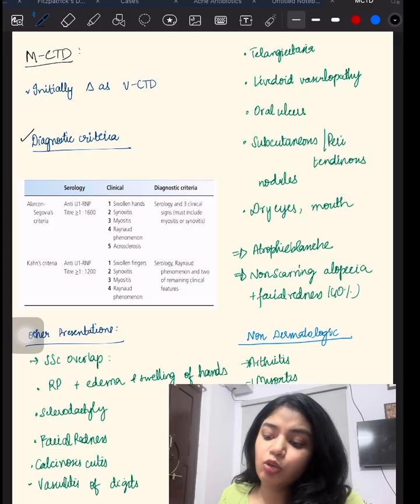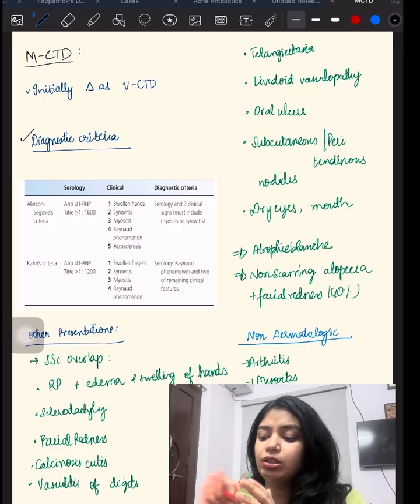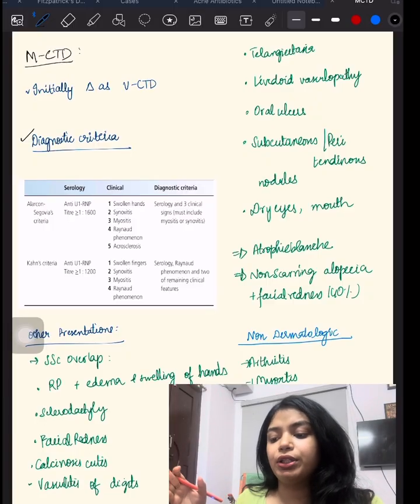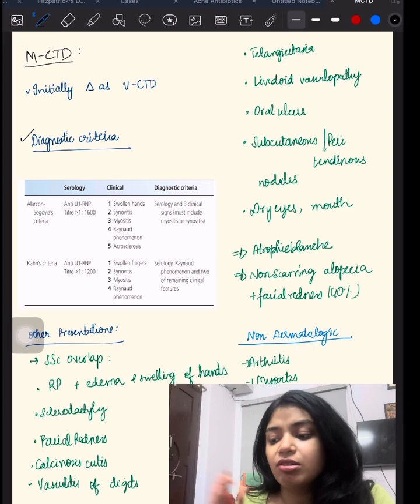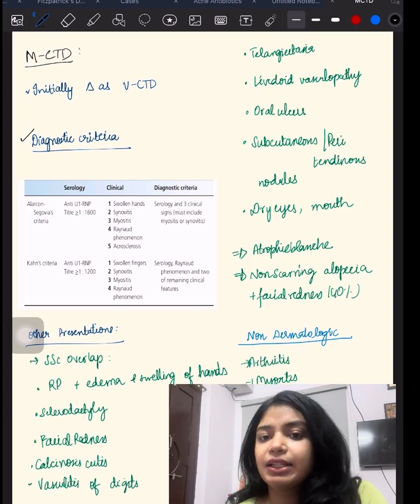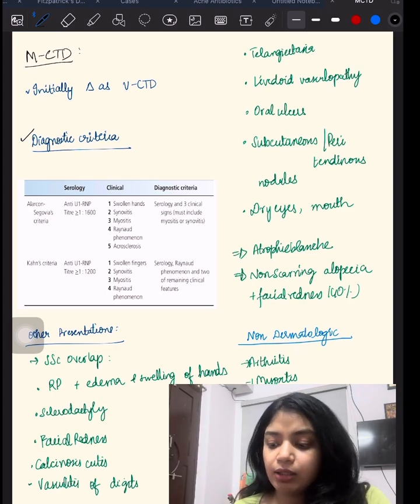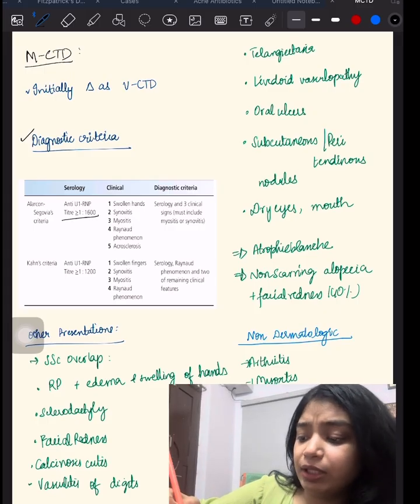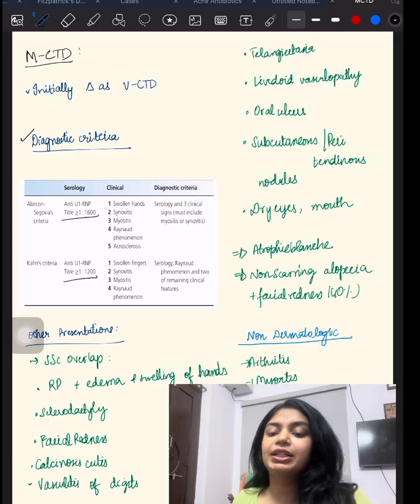In both of these diagnostic criteria, we have two important components. One is the serology, as well as the clinical features. In both of them, the serology is the common one, in which we find anti-U1 RNP antibodies, but the titers are different.